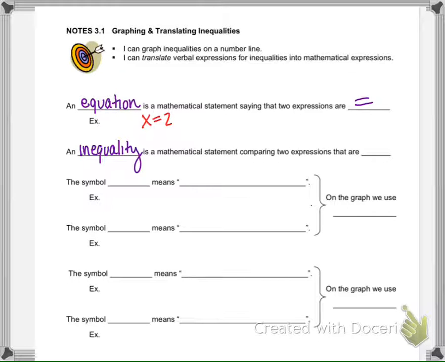Now we're going to be talking about inequalities, and that is where a statement is comparing two expressions that are not equal to each other. And that could look 4 different ways. So today we're going to learn and talk about those symbols and then use them to help us graph.